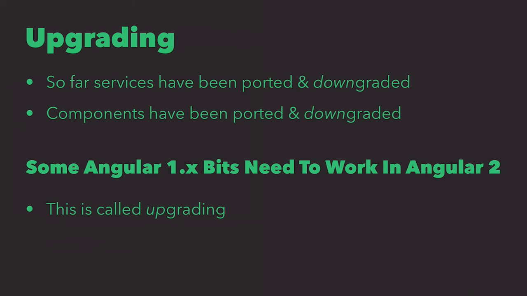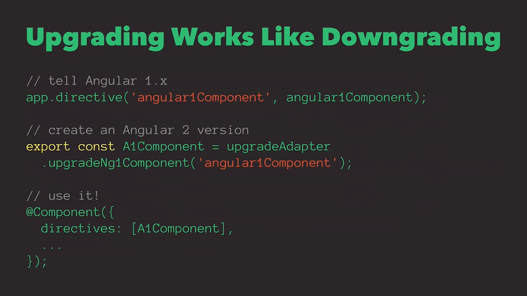So we've looked at porting and downgrading services and components, and that's great, except that some of the components and services that you port up to Angular 2 are going to need to rely on some of the Angular 1 parts of your code. And so in order to make that happen, your Angular 1.x code is going to have to be upgraded. Upgrading works a lot like downgrading. It's actually just a little bit simpler because you don't actually have to change any code.